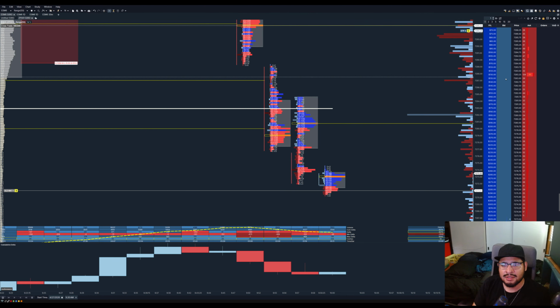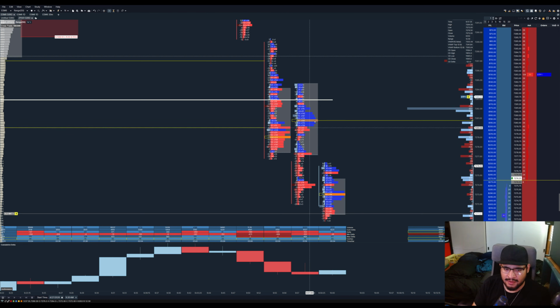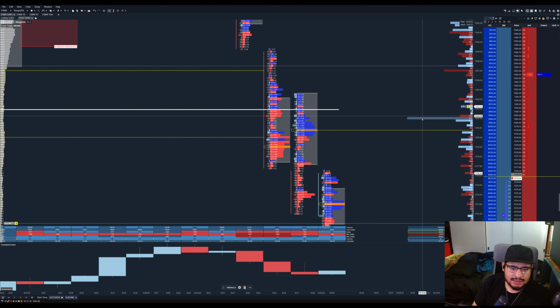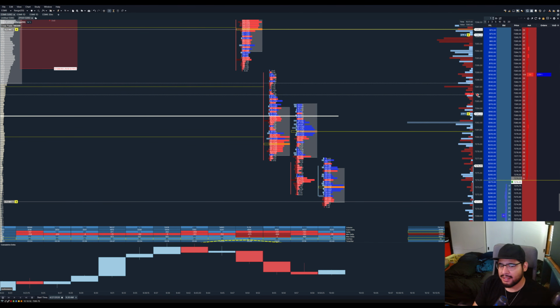And put my stop around the stack of positive delta. It's purely a FOMO trade. Let's see if it'll play out.